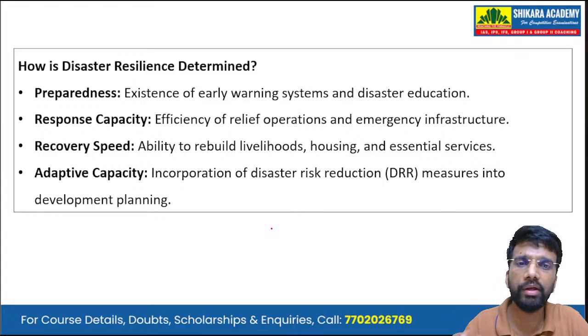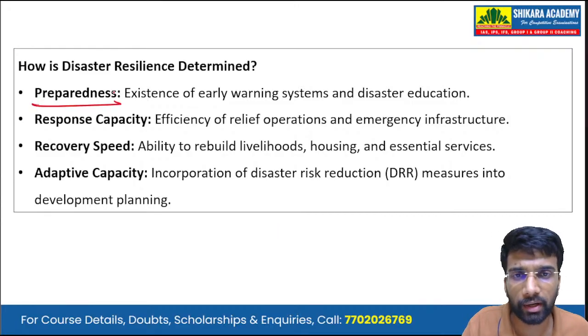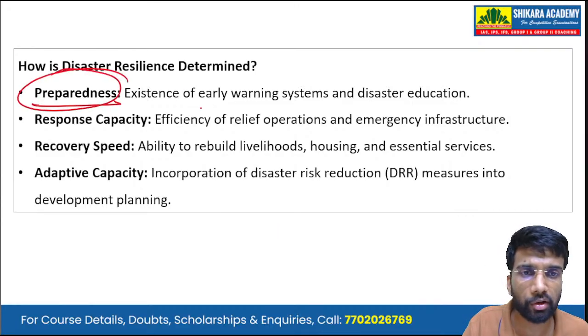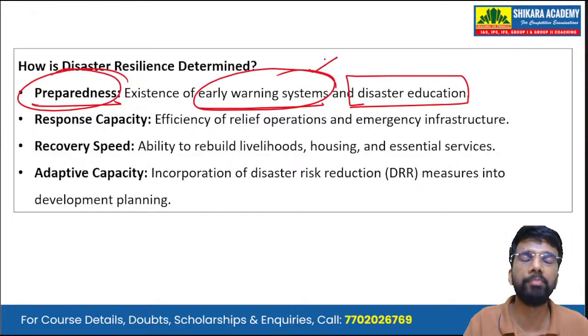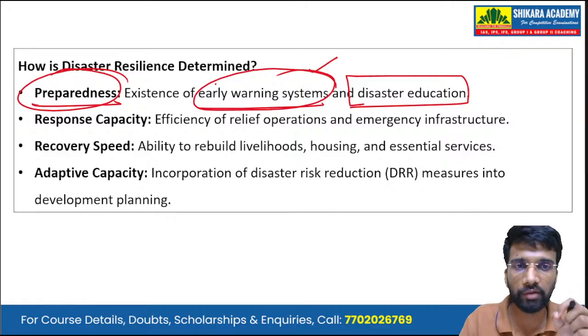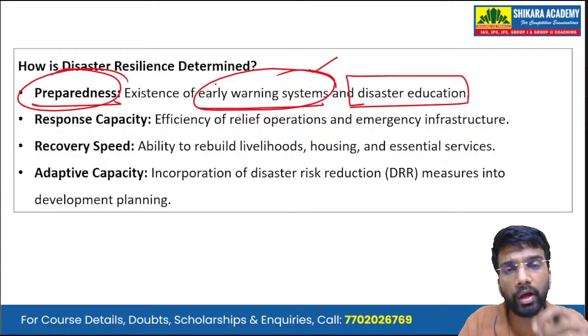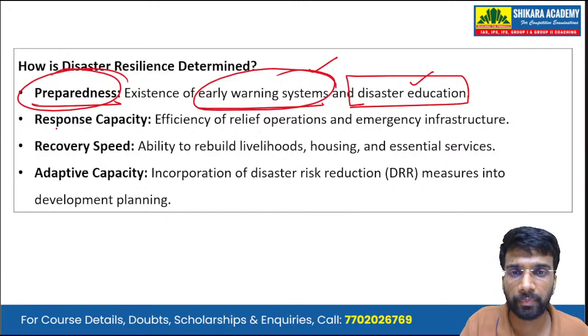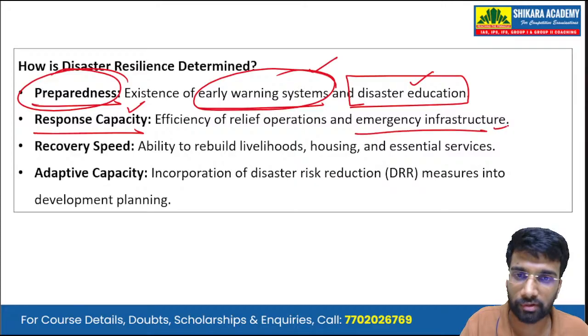Then we have to write how disaster resilience is determined, or the determinants of disaster resilience. First is preparedness. That is the existence of early warning systems and disaster education. Okay. So in preparedness, there should be early warning systems in order to predict the disaster. And then we have to educate the masses, educate the people, for disaster education. Then there is response capacity, efficiency of relief operations and emergency infrastructure.